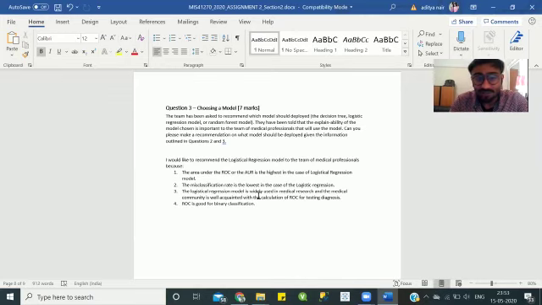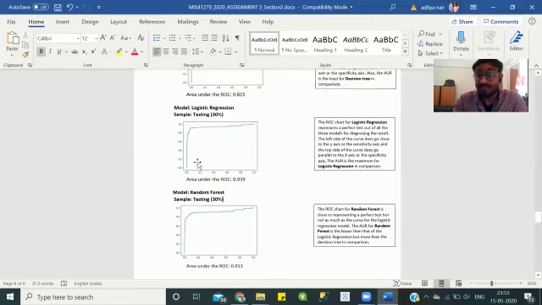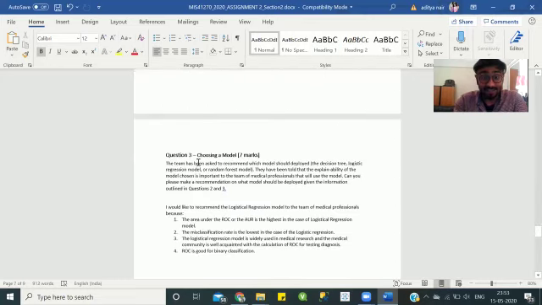recommendation of a model specifically to the team of medical professionals. What would it be? And my answer is I would recommend the logistic regression model to the team of medical professionals because of four important points. Basically, the area under the ROC, or the AUR, is highest in the logistic regression model. As you can see, it was highest at 0.939.